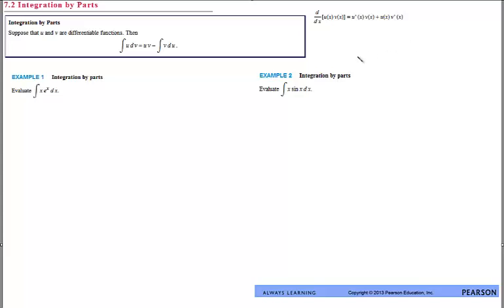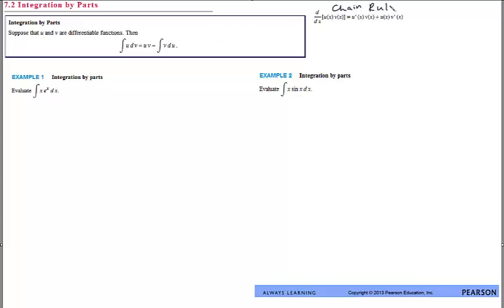Hi students, moving into chapter 7, we are looking at integration by parts, which is basically the chain rule backwards. So let's say we look at the chain rule, which is sitting right here. This is my typical chain rule, and let's see where this came from.